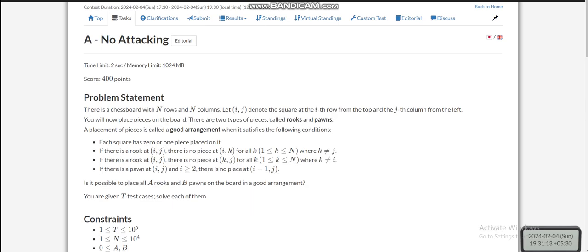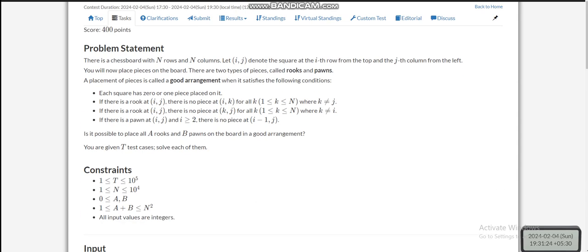Hello everyone. Today we are going to discuss the first problem of AtCoder Regular Contest 171, which is No Attacking. So what is the problem? We are given a chessboard of n cross n, and we will be having a rooks and b pawns.